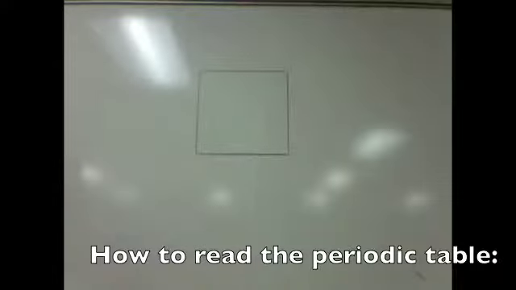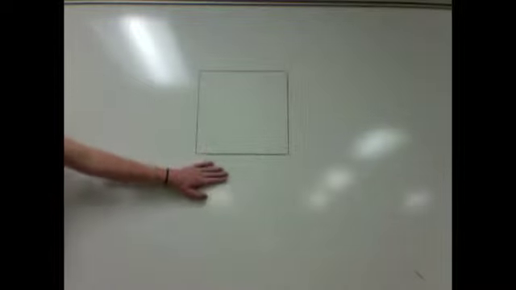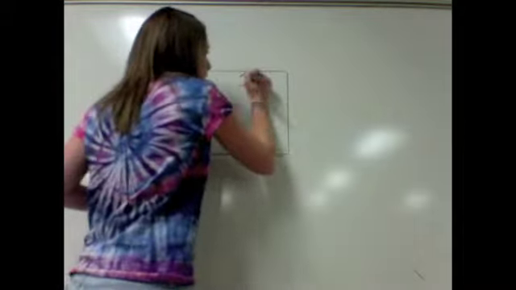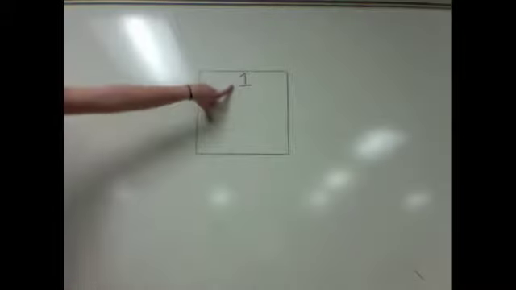The periodic table is arranged by increasing atomic number and atomic mass. Today I'm going to teach you how to read individual elements. We're going to use hydrogen. So hydrogen's atomic number is 1, and that's what goes at the top. It's at the top left of the periodic table.